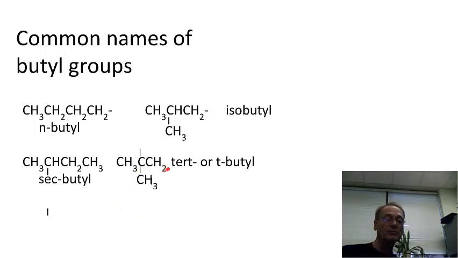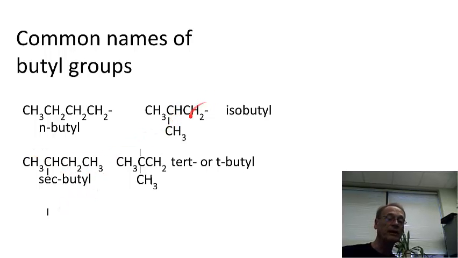Oh, by the way, that should be a CH3 there. That's a mistake. That should be CH3. This should be a CH2 because, of course, it's attached there. But most people have a little trouble distinguishing between isobutyl and sec-butyl. Not sure why, because they're really nothing like each other. This is three in a row with a carbon attached. This is four in a row.